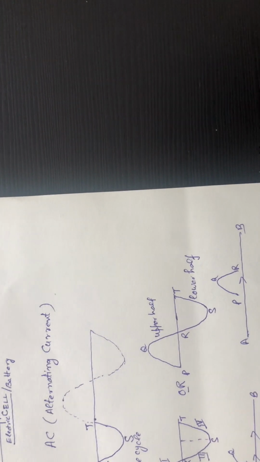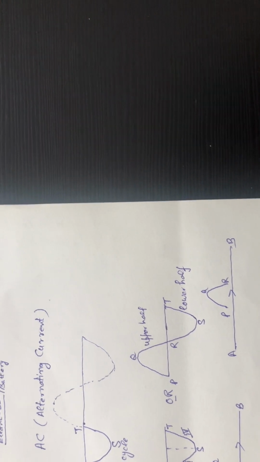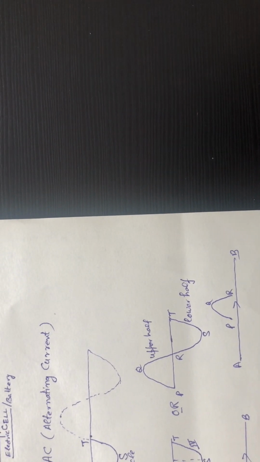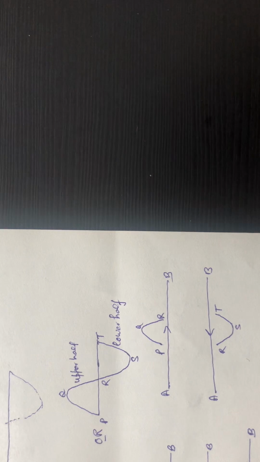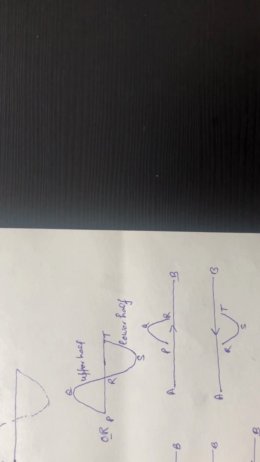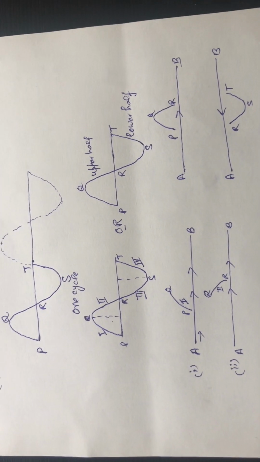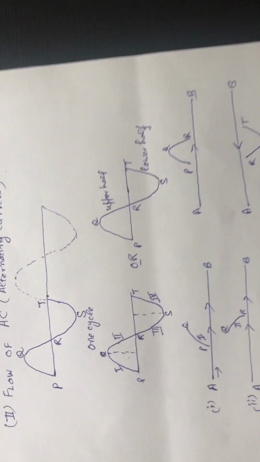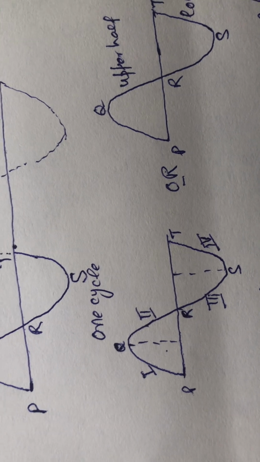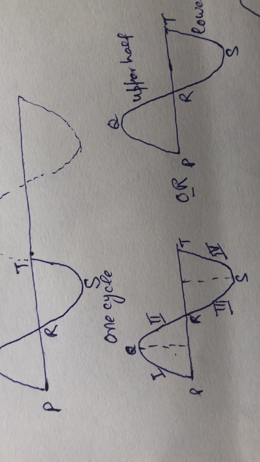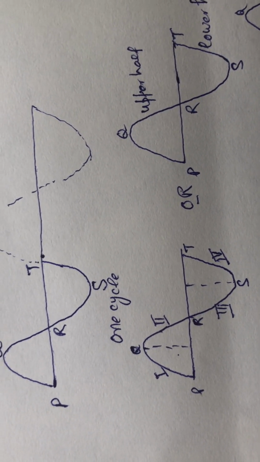So when we connect an AC source to a wire AB, during the first upper half the current flows from A to B, and during the lower half the current flows from B to A, that is, it has reversed its direction. We can understand it better if we divide one cycle into four parts. That means P to Q is the first part, Q to R is the second part, R to S is the third part, and S to T is the fourth part.